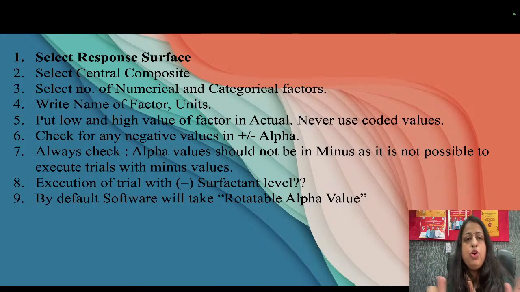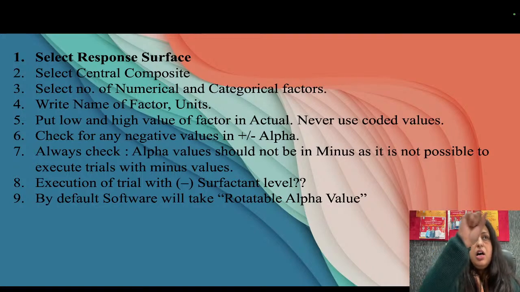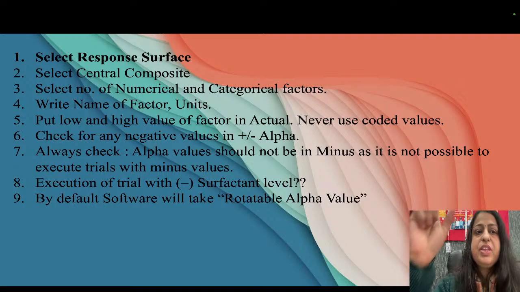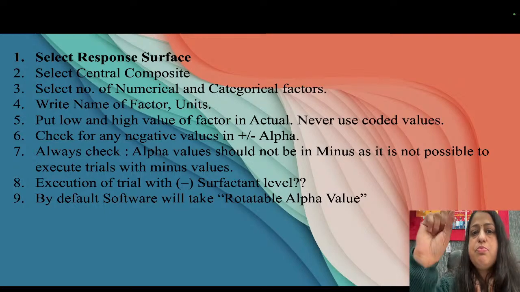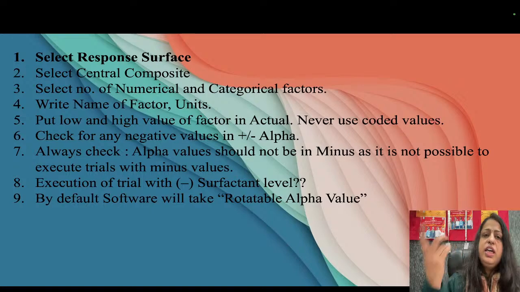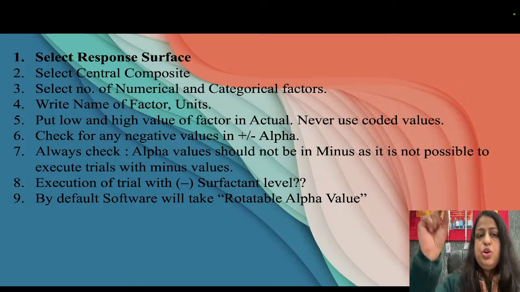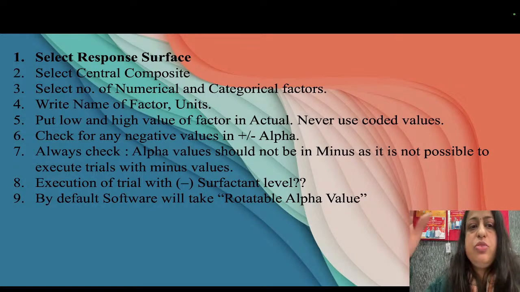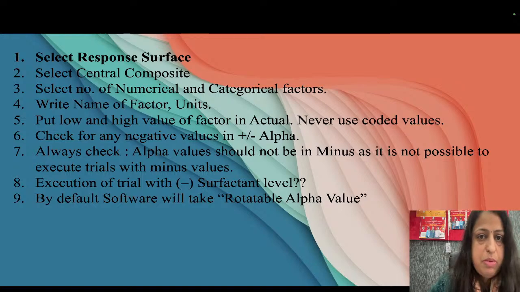Then one window will open, where on the upper margin you will see it is asking about numerical or categorical factors. If you have a numerical factor, then you will select that. If you have any categorical factor, then you will select that also. So it will ask how many numerical factors you want for your experimentation, or if any categorical factor, then you can select one there.